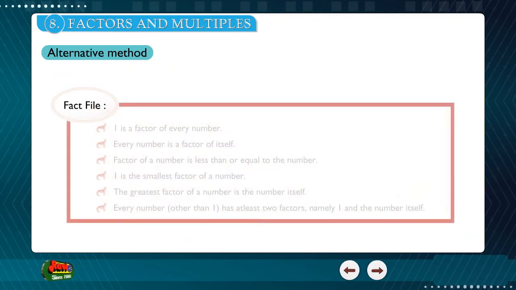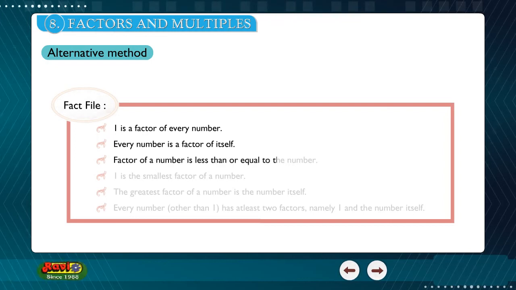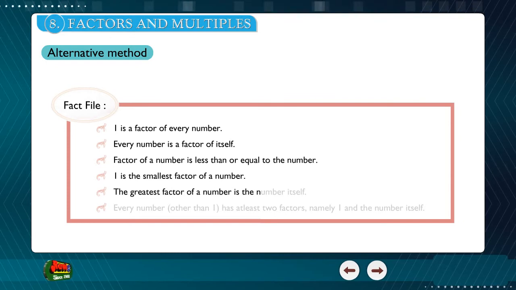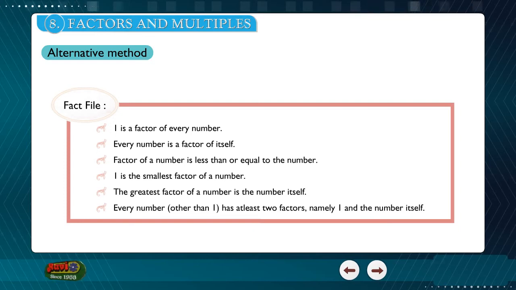Fact file. 1 is a factor of every number. Every number is a factor of itself. Factor of a number is less than or equal to the number. 1 is the smallest factor of a number. The greatest factor of a number is the number itself. Every number other than 1 has at least two factors, namely 1 and the number itself.